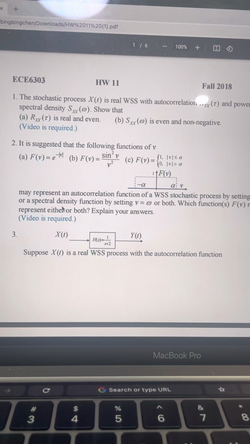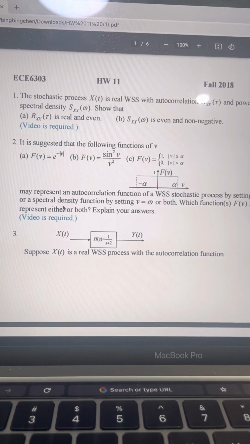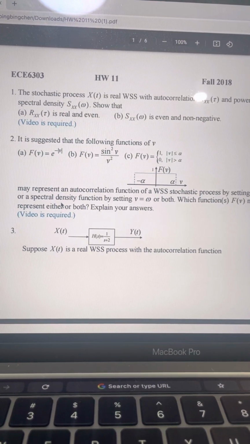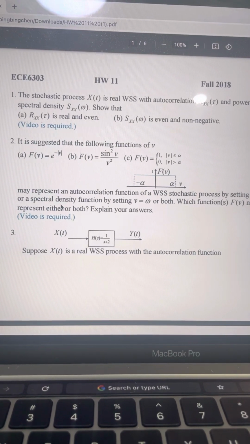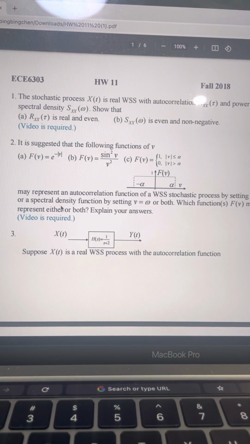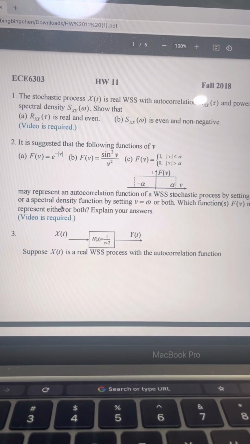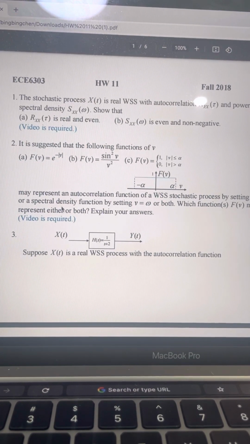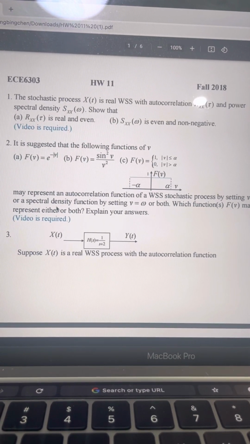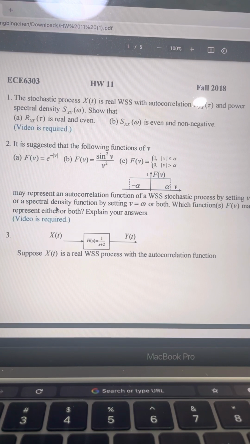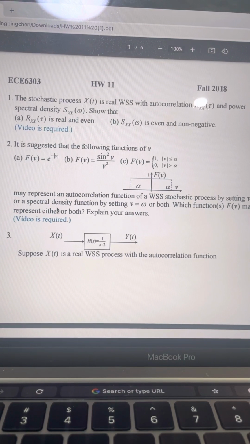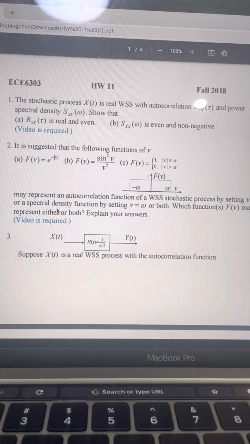So now I'm going to show you how we solve Homework 11 question number 2. The question says it is suggested that the following function of v: f(v) equals e to the negative absolute value of v power, and f(v) is equal to sine squared v over v squared, and f(v) is equal to 1 when the absolute value of v is smaller than or equal to alpha, and 0 if the absolute value of v is greater than alpha.